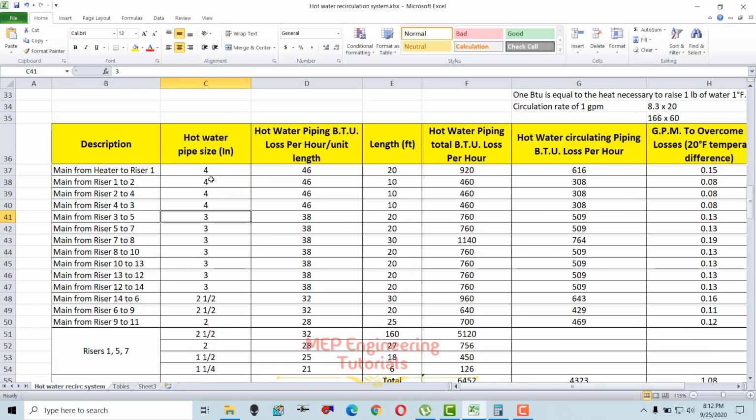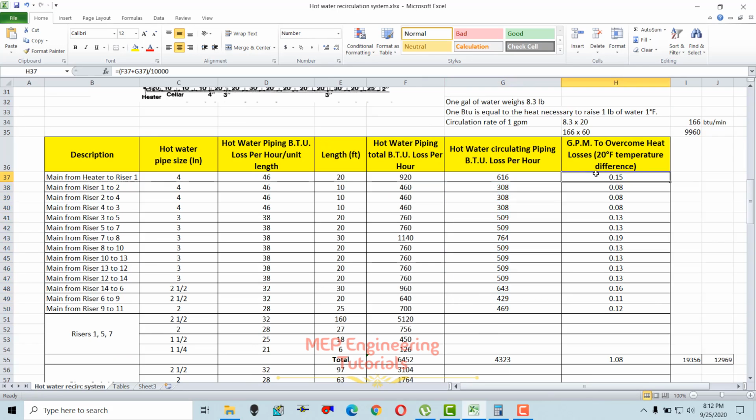First you have to write the hot water pipe sizes here, and second, the hot water piping BTU loss per hour per unit length. You have to write this here, then write the length, and then the hot water piping BTU loss per hour based on this length. Then you calculate the hot water recirculation piping BTUs per hour, and in the end you calculate the GPM to overcome the heat losses.